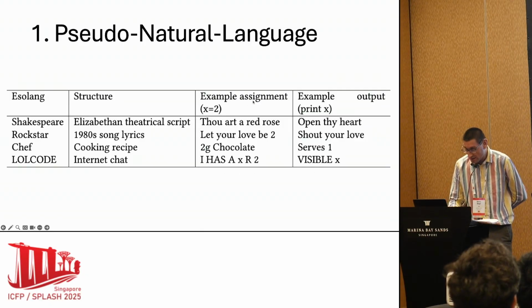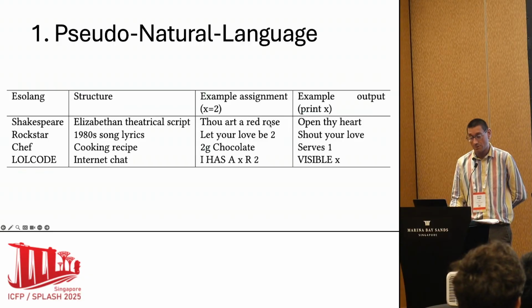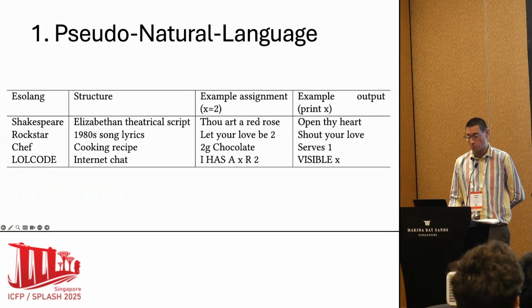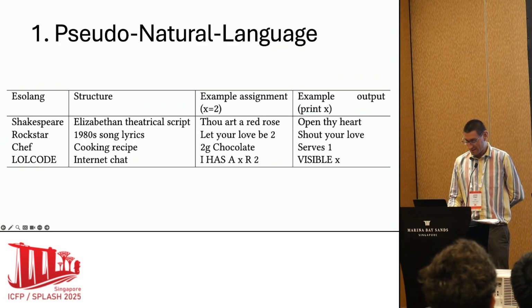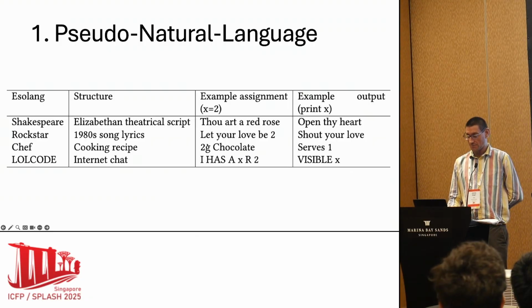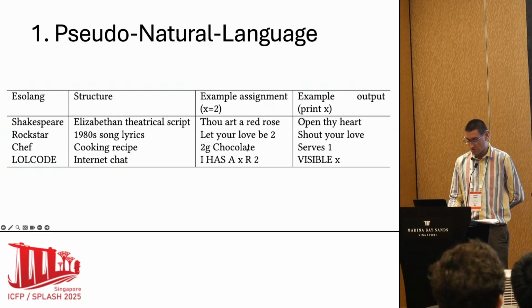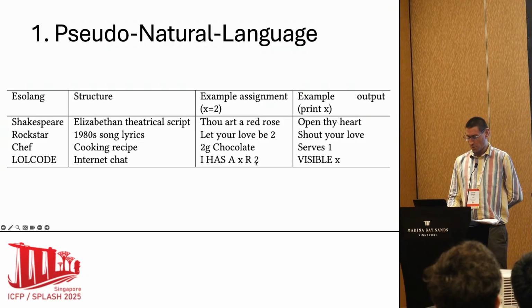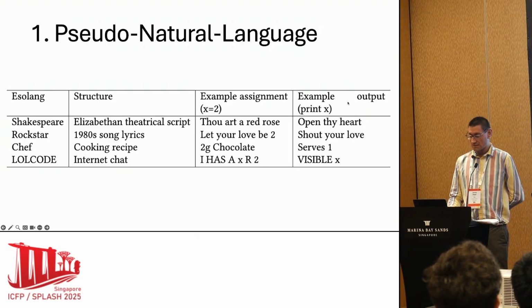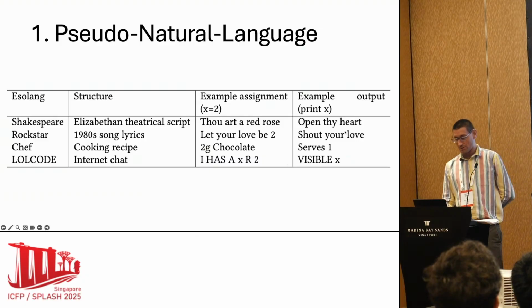So this is an assignment statement. All these languages. Thou art a red rose. We saw that in Shakespeare. Rose is 1. Red multiplies it by 2. Let your love be 2 is apparently assigning the value 2 to the variable love here. 2 grams of chocolate, and this again, this is stack based here, assigns the value 2 to this chocolate stack here. I has an R, X R2 apparently is X := 2, and then you can print these things out, opening your heart, shouting your love.